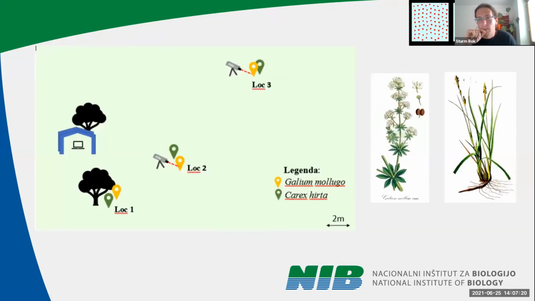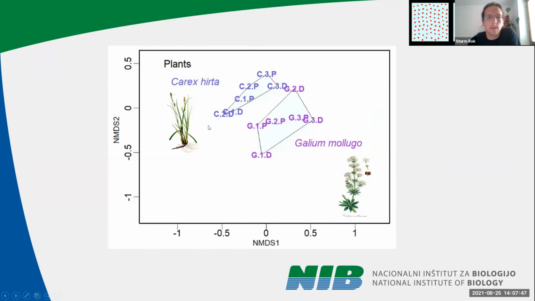Just the last spatial experiment that we did, we choose 3 locations on the same meadow. On each location, we choose 2 different species of plants. One was Galium mollugo and the other Carex hirta, 2 different species from different plant families with different plant geometry. And when we build community matrices, we run the NMDS, and we can see that the vibroscape from one plant species cluster together, and that the community from the other plant species cluster also together. And you can't get these clusters if you look at location on the meadow.